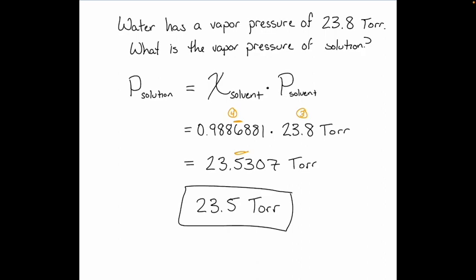All right, cool. So we got one colligative property down, vapor pressure of our solution. There are 2 more very closely related ones here. Okay, so let's talk about boiling point and freezing point.